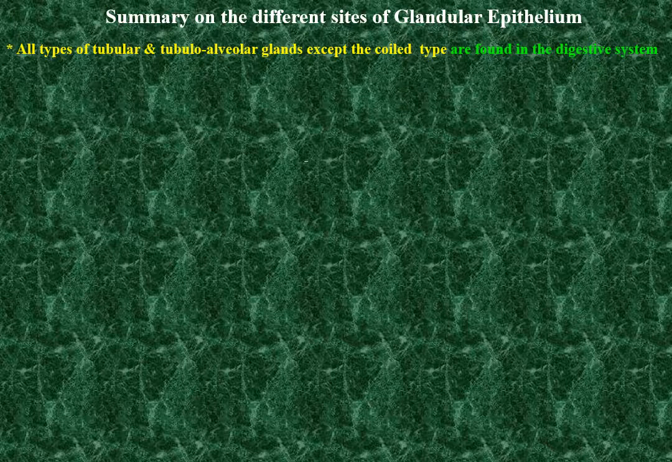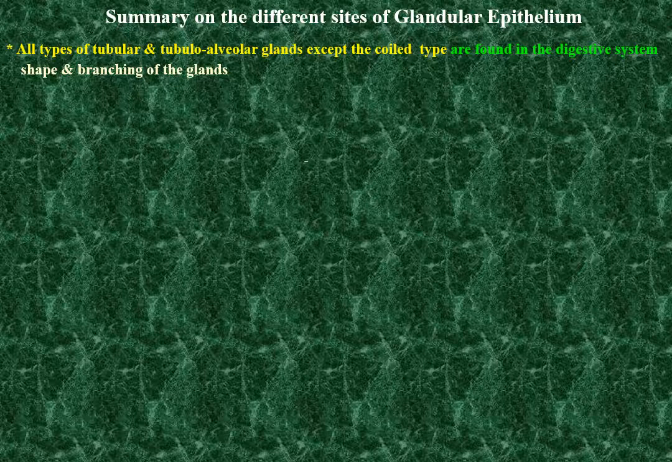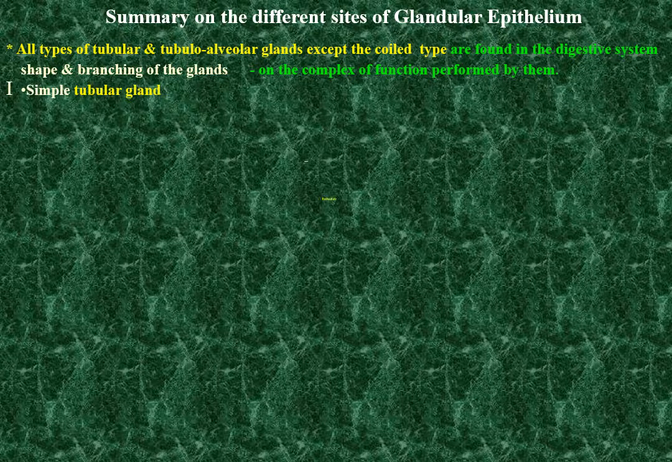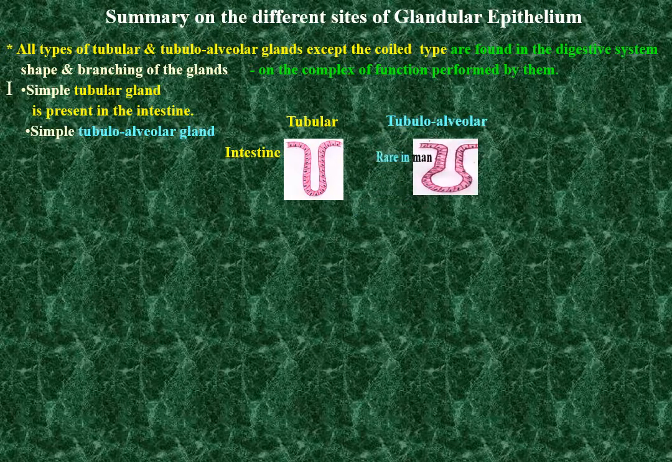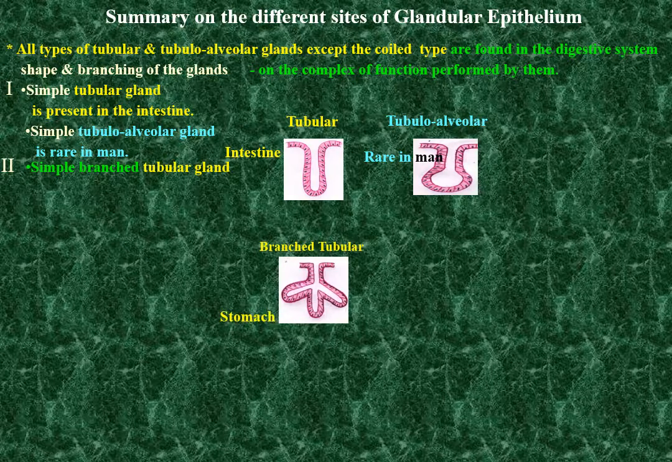Summary on the different sites of glandular epithelium. All types of tubular and tubulo-alveolar glands, except the coiled type, are found in the digestive system. The shape and branching of the glands depend on the complexity of function performed by them. For example, simple tubular gland is present in the intestine. Simple tubulo-alveolar gland is rare in men, while simple branched tubular gland is present in the stomach, as it has a more complex digestive function.